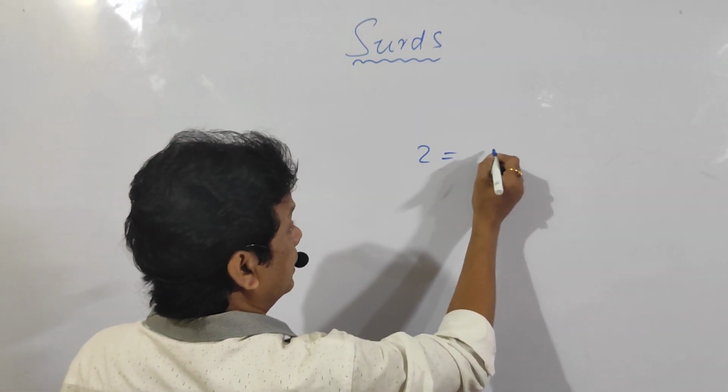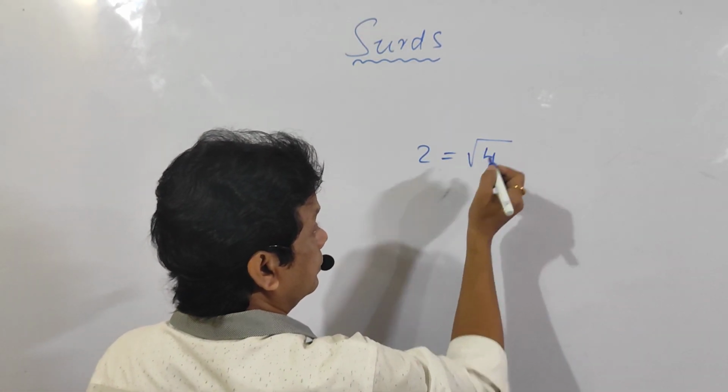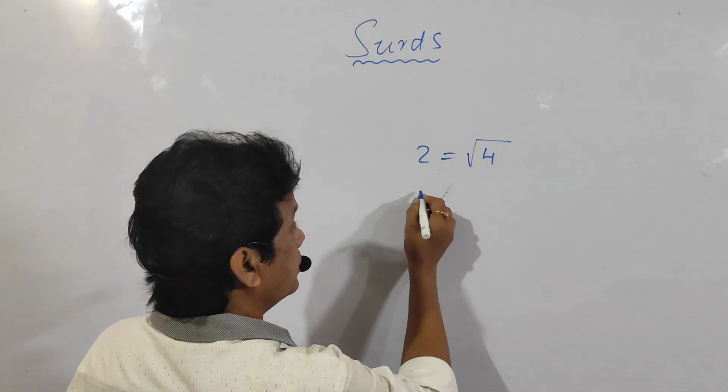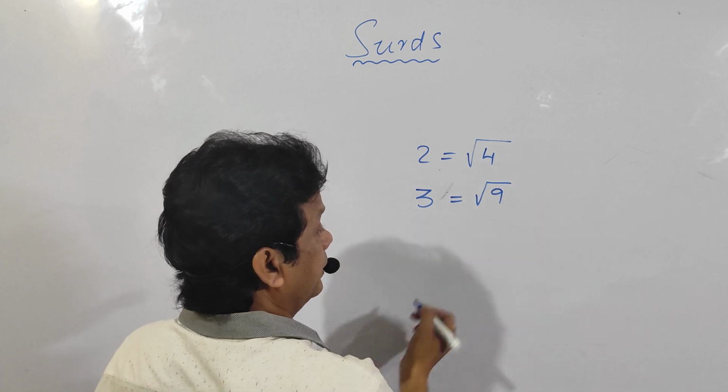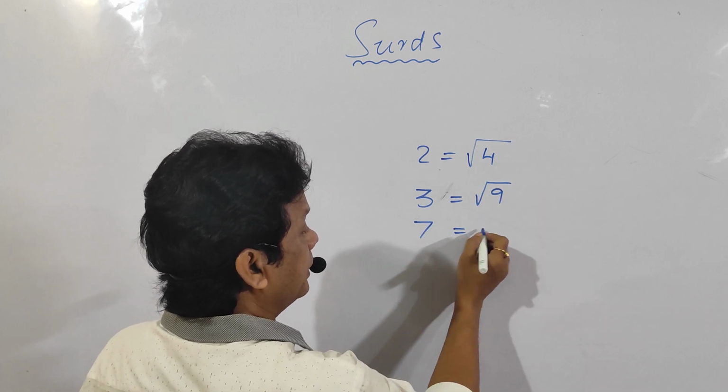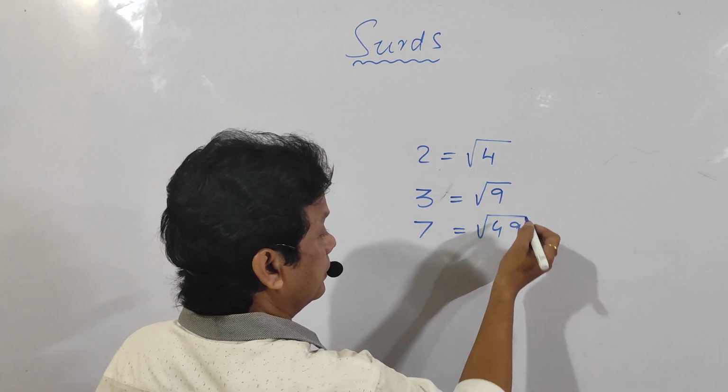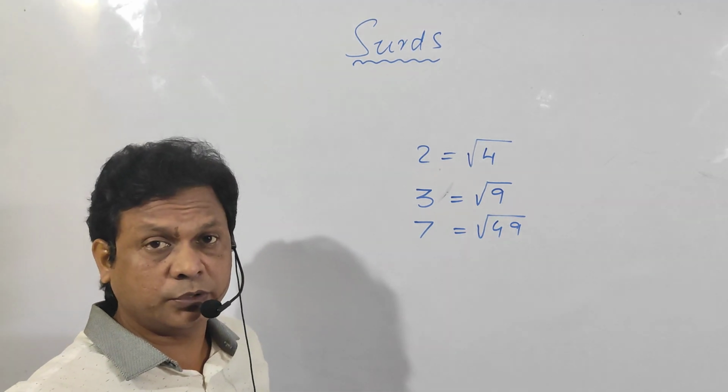2 can be written as square root of 4. Clear? So, similarly, 3 can be written as 3 times 3 is 9, square root of 9. 7 can be written as square root of 49. Like this. Is that clear to you or not?